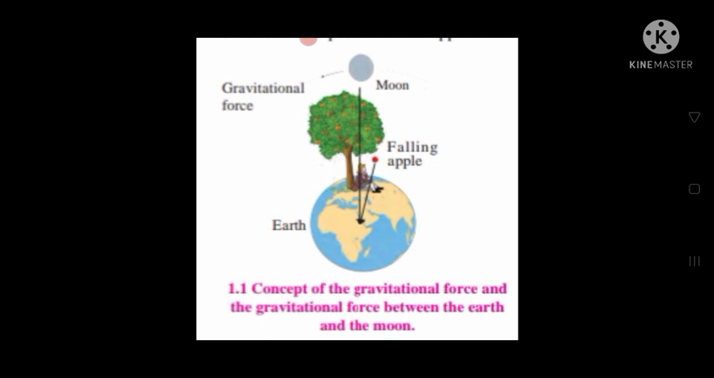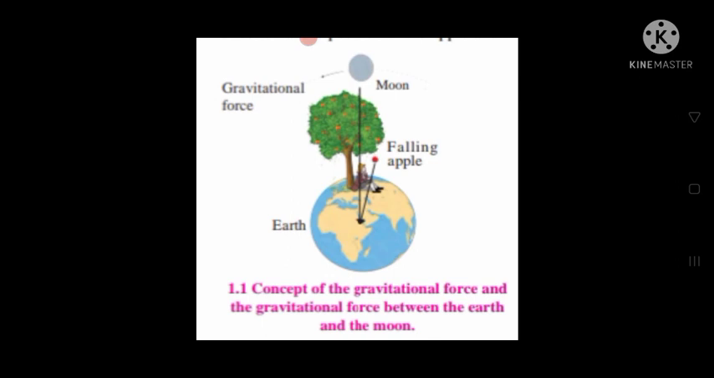After much thought, he came to the conclusion that the earth must be attracting the apple toward itself, and this attractive force must be directed towards the center of the earth. The direction from the apple on the tree to the center of the earth is the vertical direction, and thus the apple falls vertically downwards.